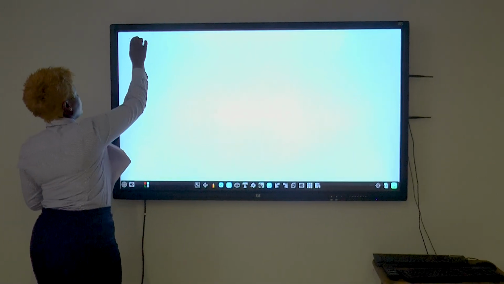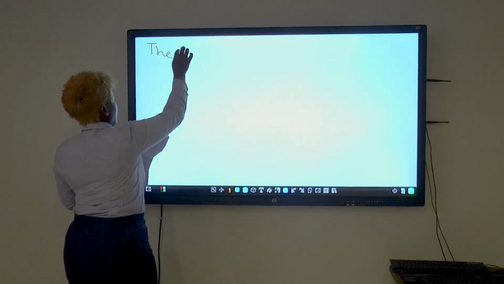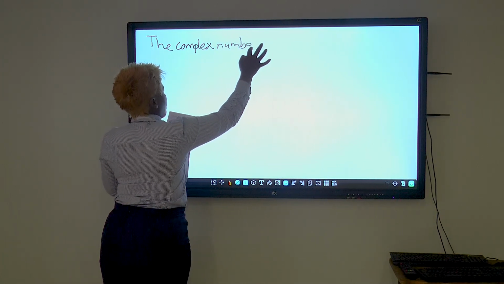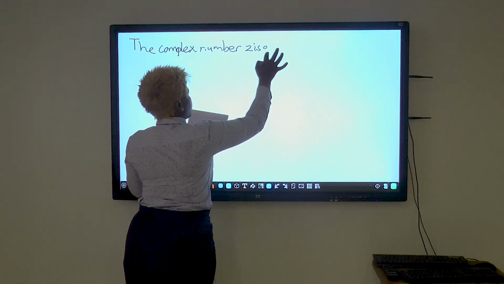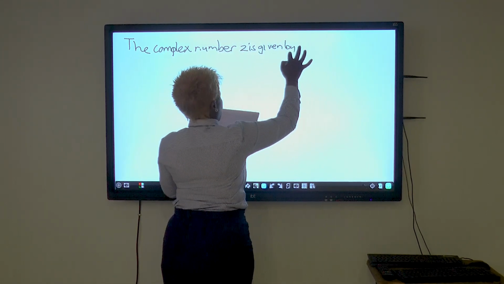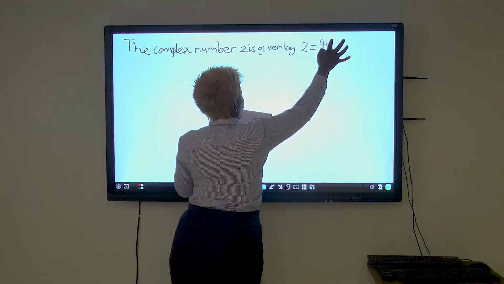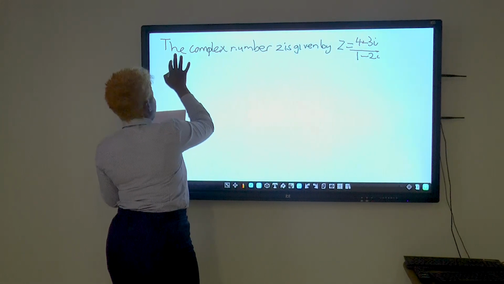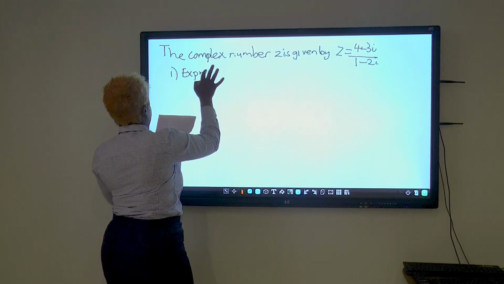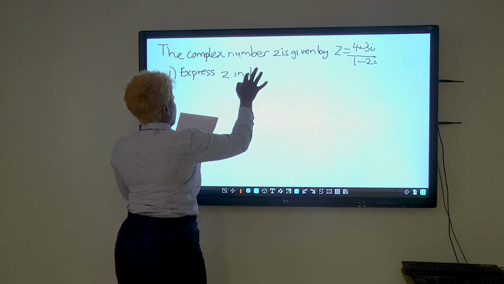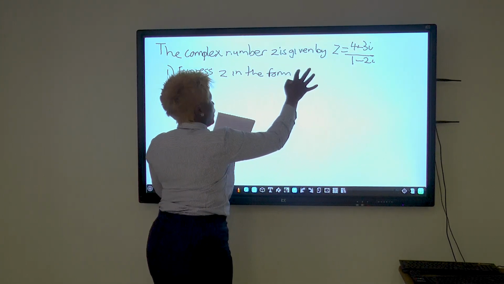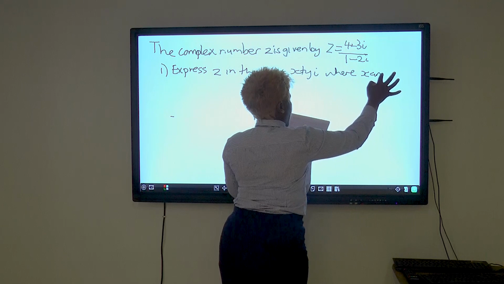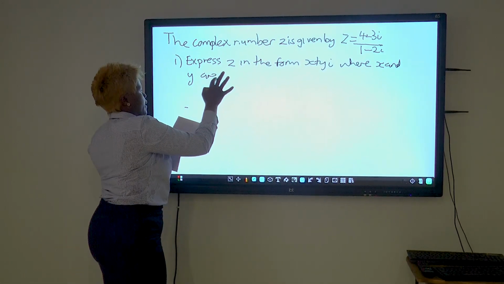The first one reads: the complex number Z is given by Z is equal to 4 minus 3i over 1 minus 2i. 1, express Z in the form x plus yi, where x and y are real numbers.